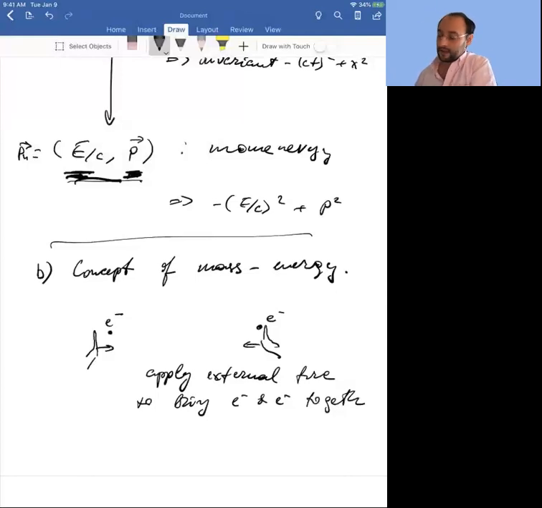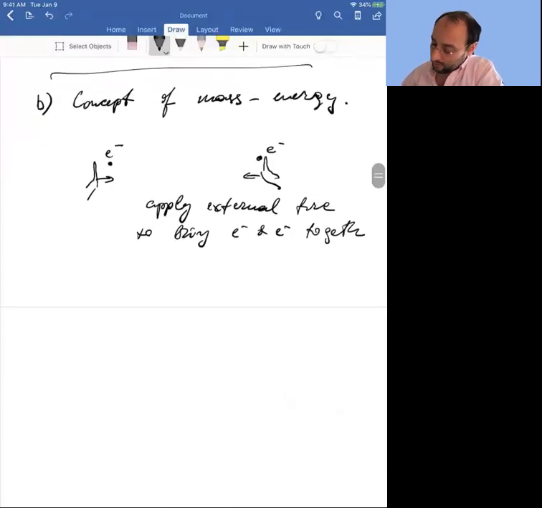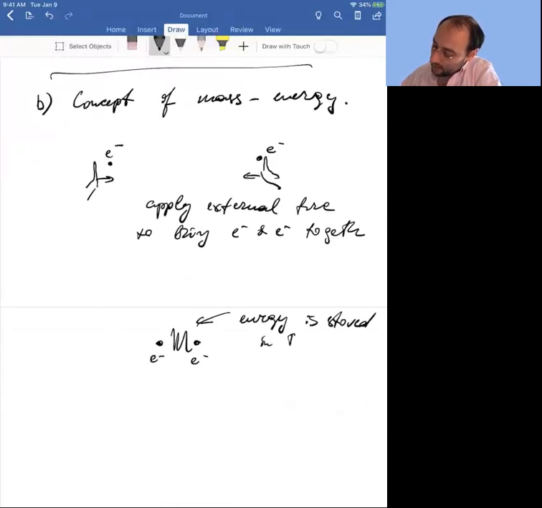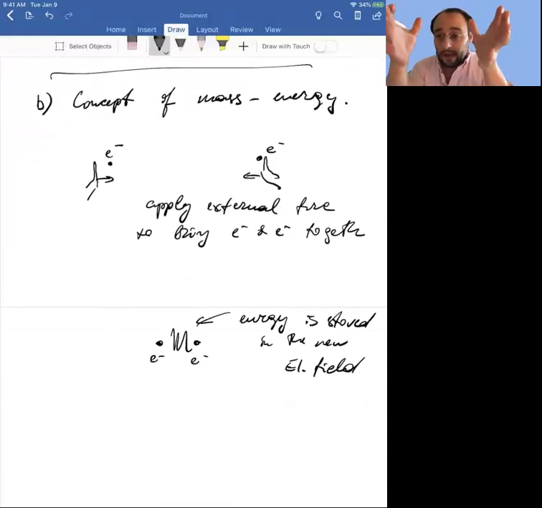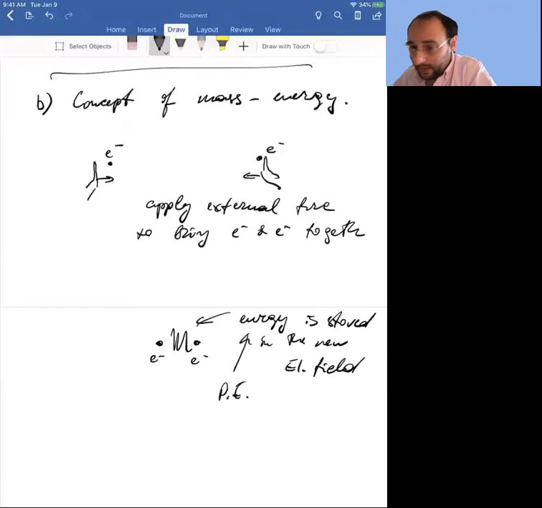Right? And let's say that now, okay, so you brought the charges together. Lots of energy packed in that electric field. And okay, so this energy is stored in the new electric field. Well, you know that if you release, that energy will be converted from this potential energy to kinetic.